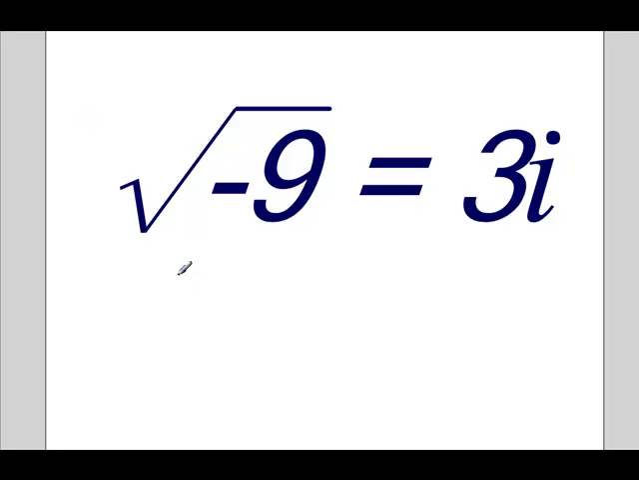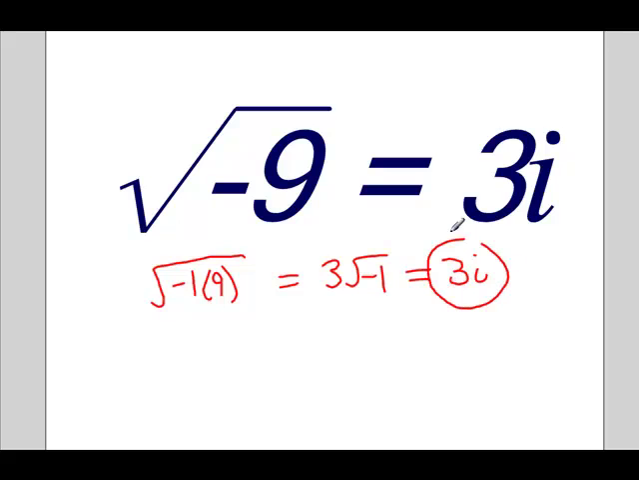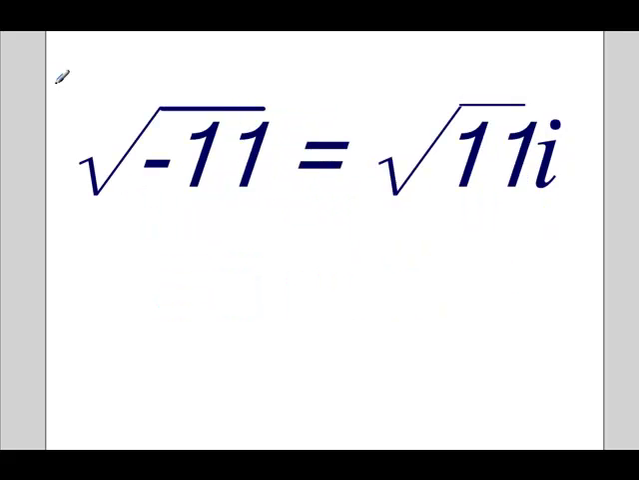So, for instance, if we have the square root of -9, well, we know the square root of -9 is really just the square root of -1 times 9, which is the same thing as 3 times the square root of -1, which is therefore 3i. Again, i is for us to deal with these negative square roots. If we have a number that can't be simplified, the square root of -11 is just the square root of 11 times i.